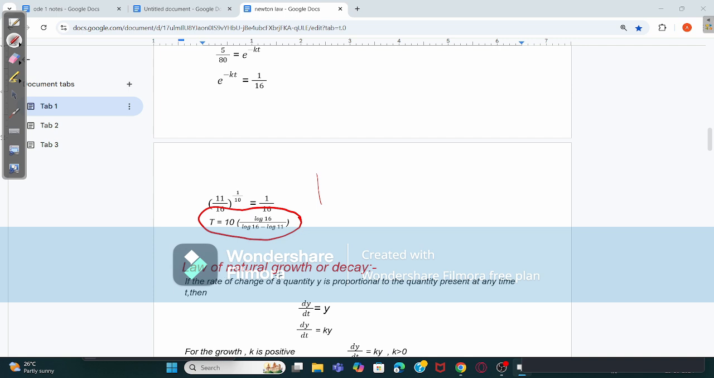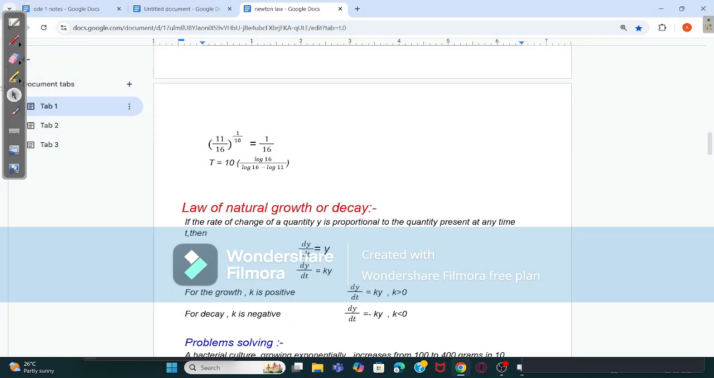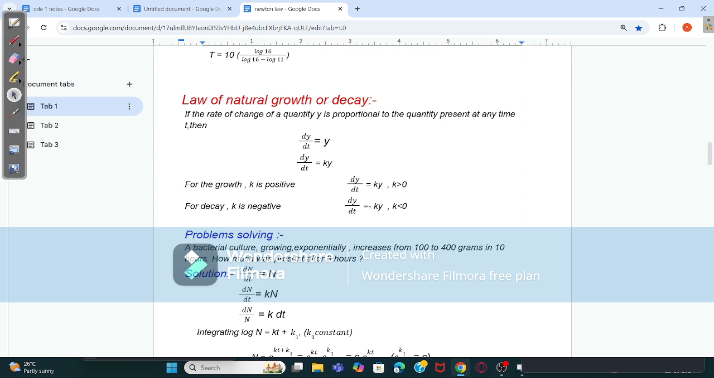Now, the law of natural growth or decay. If the rate of change of quantity y is proportional to the quantity present at any time, then dy by dt is equal to k into y. If there is a growth, the k value is positive. If there is a decay, the k value we have to take as negative.